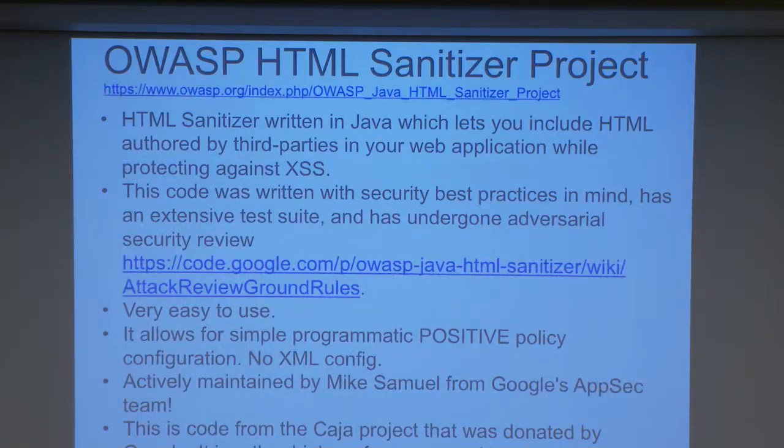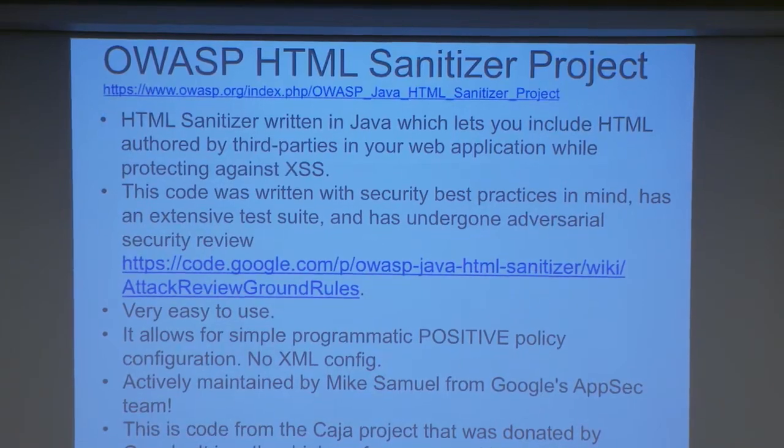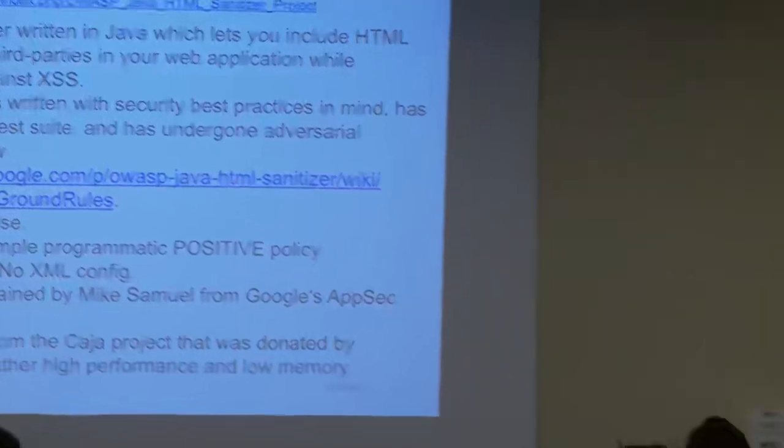This is written by Mike Samuel, who's the lead security engineer for Google's AppSec team, and he donated this to OWASP as a counterpoint to AntiSamy. It's trivial to use, it's programmatic, no XML config, it's super fast, and we've gone through a lot of adversarial testing, and we found bugs in it. We fixed them within hours. So that's the key. We've seen bugs in AntiSamy that have been unfixed for months, in some cases years.